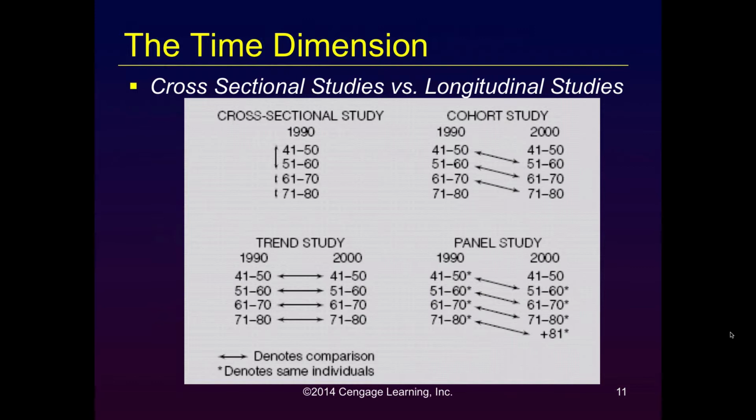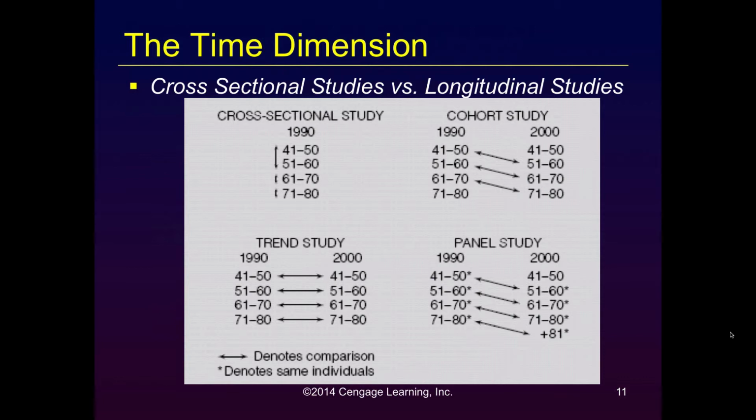The other three time dimensions mentioned in this slide, the cohort study, the trend study, and the panel study, have similarities and important differences. A trend study will study how a phenomenon changes over time by studying comparable individuals. So if, as this slide implies, you study a group of people in 1990, you would then compare them to another group in the year 2000. You would compare, as in this example, the 41 to 50-year-olds with the 41 to 50-year-olds in your 2000 study.